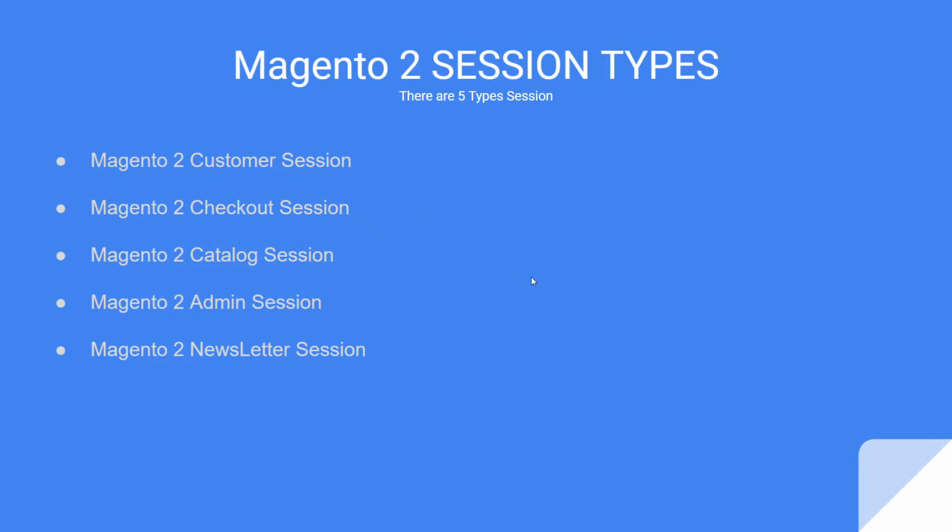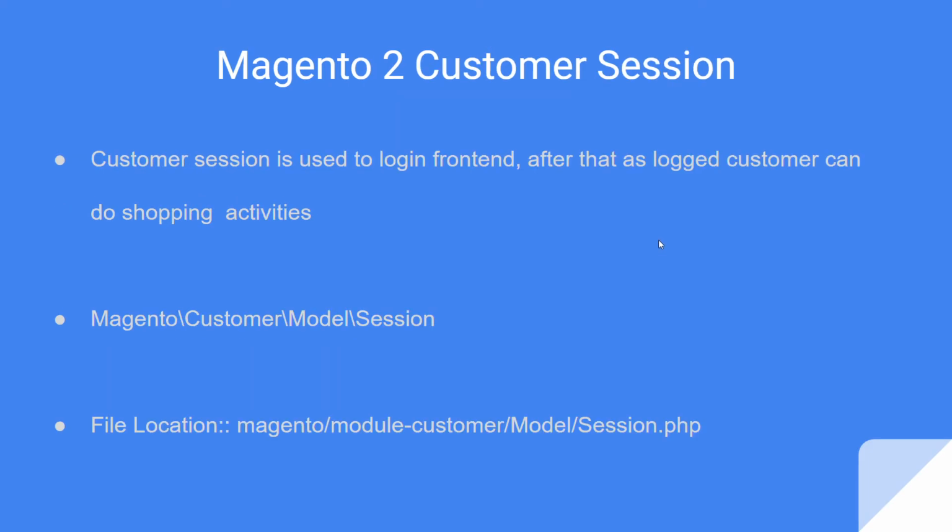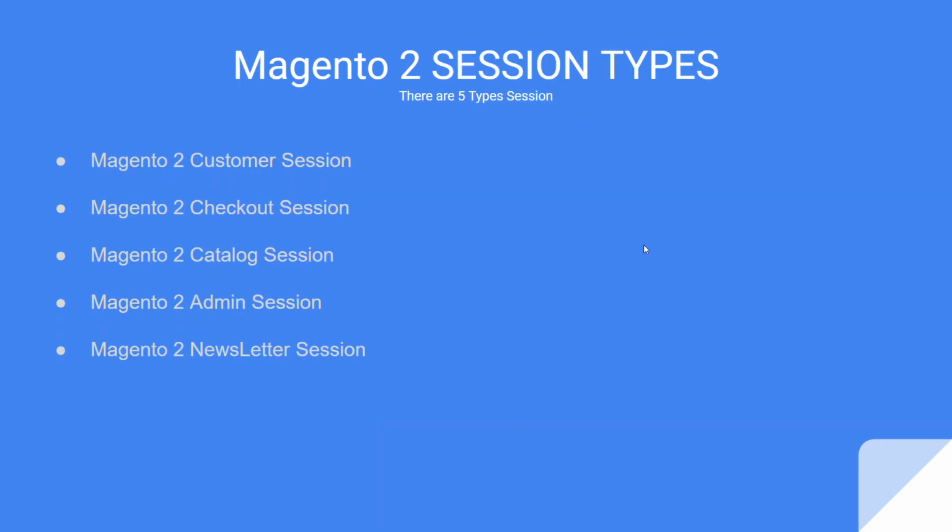Today I am going to explain Magento 2 session types. Let us start. Magento 2 provides 5 types of session: Magento 2 customer session, Magento 2 checkout session, Magento 2 catalog session, Magento 2 admin session, and Magento 2 newsletter session. Let us start one by one with all these sessions in detail.